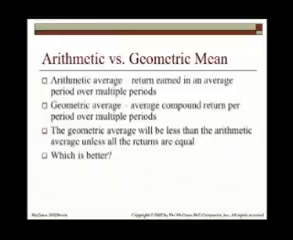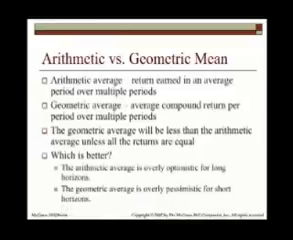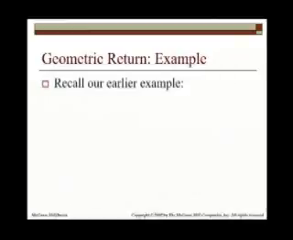Which is better? Well, it depends on whether we're interested in a long-term or a short-term horizon. The arithmetic average is overly optimistic for long horizons, and the geometric average is overly pessimistic for short horizons. And so let's look at another example. Let's look at an example of the geometric return.